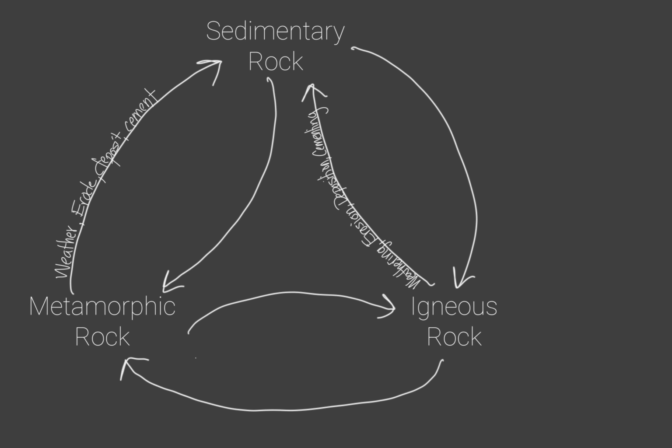Next, we'll add the labels for igneous rock, and that is going to be melting and crystallization, which is the process of becoming a solid again. And we'll add that to both arrows, melting and crystallization.